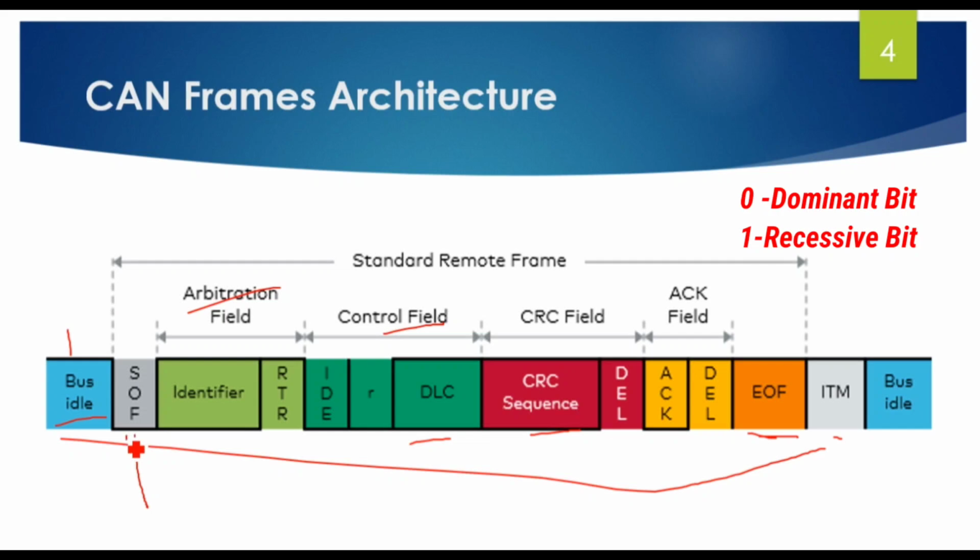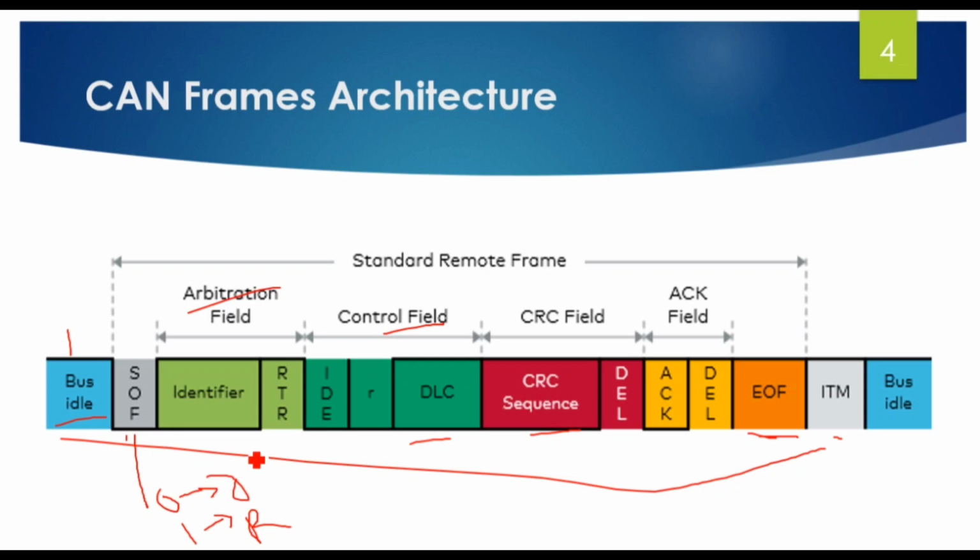And the next one is start of frame. Start of frame means every data frame starts with a dominant bit. Dominant means 0, and 1 is your recessive bit. Remember this: this bit informs all nodes about the start of a new frame on the bus, signaling that the bus is no longer idle and synchronizing all receiving nodes with the transmitting node.